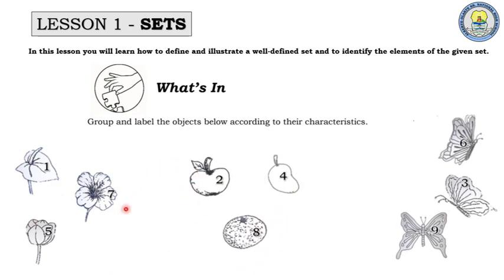How many groups are there? There are 3 groups. The first group is what we call flowers, a group of flowers or set of flowers. Another one is the fruits, the group of fruits. And the last one is the insects. So this is the group of the insects. Butterfly is classified as an insect.